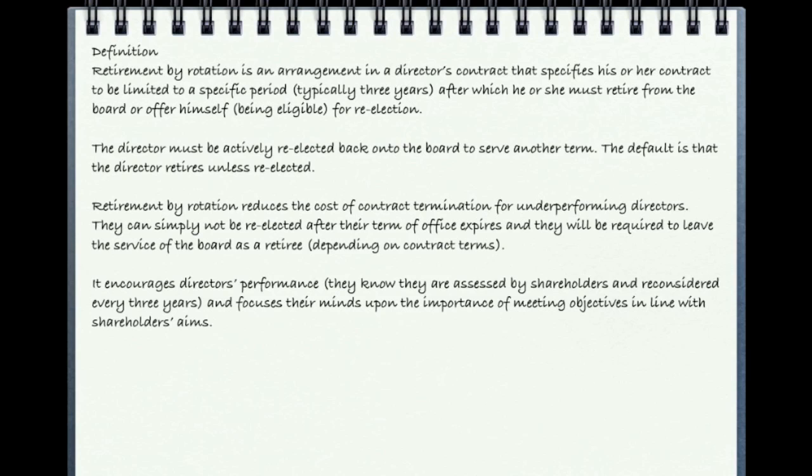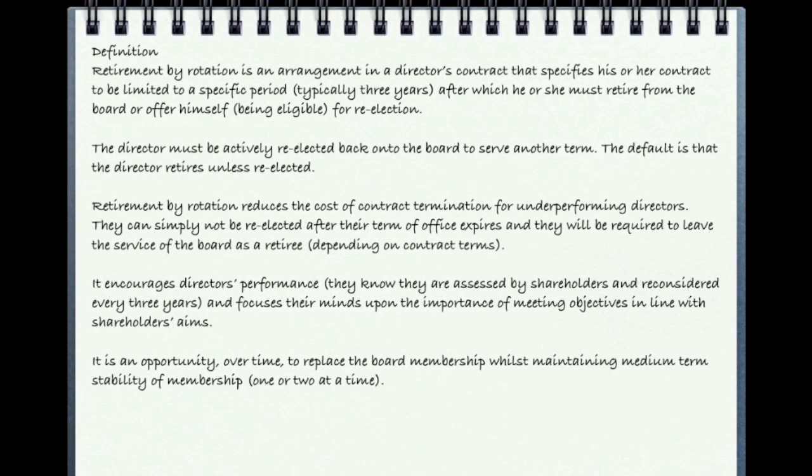It also encourages directors' performance, so they know they're going to be assessed by the shareholders and reconsidered after 3 years, and that will focus their minds upon the importance of meeting the objectives in line with the shareholders' aims. So it'll focus them in on that performance. They know they need to try to get re-elected in 3 years' time. So it's an opportunity over time to replace board membership whilst maintaining a medium-term stability of membership. That means you're losing maybe 1 or 2 board members at a time.